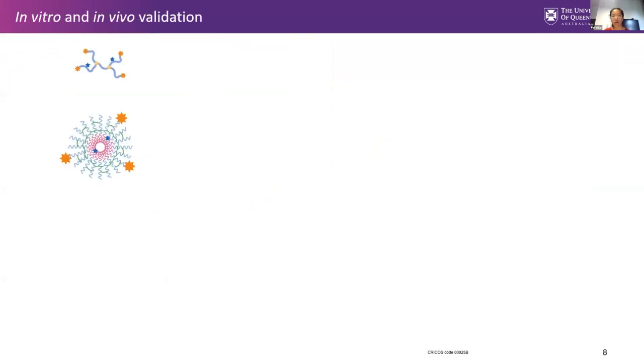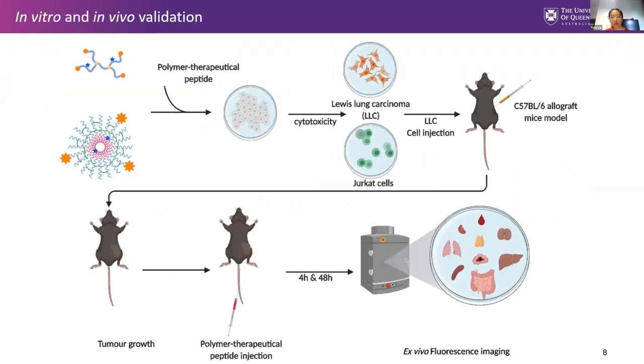Now we have these two nanoparticles. The question is, do they actually improve the tumor accumulation as we expected? So we used fluorescent imaging to answer that question. We used the C57BL/6 black mice, which are immunocompetent mice, and we used the Lewis lung carcinoma cell line, which is derived from C57 mice, to establish this allograft mouse model for our study.